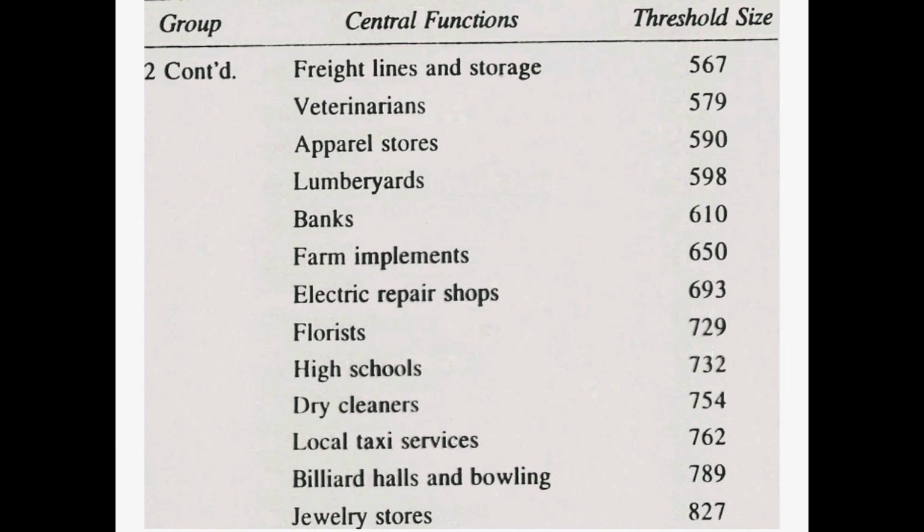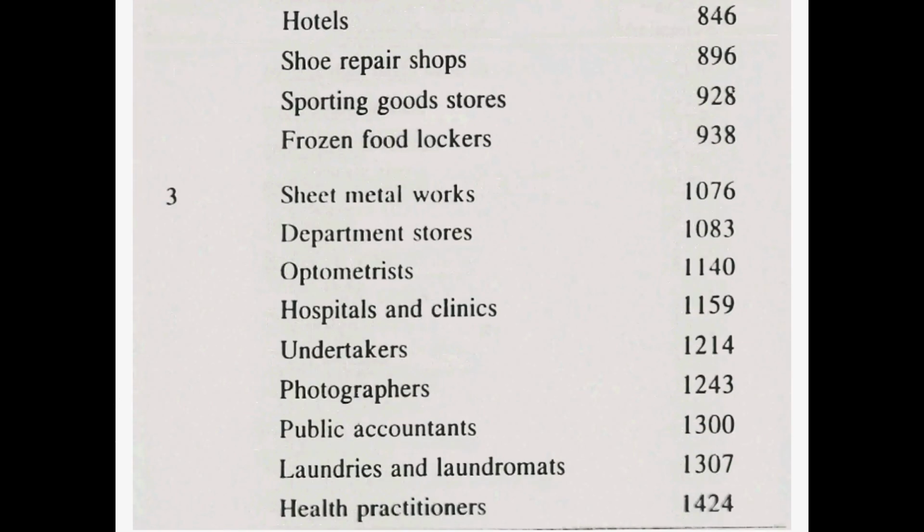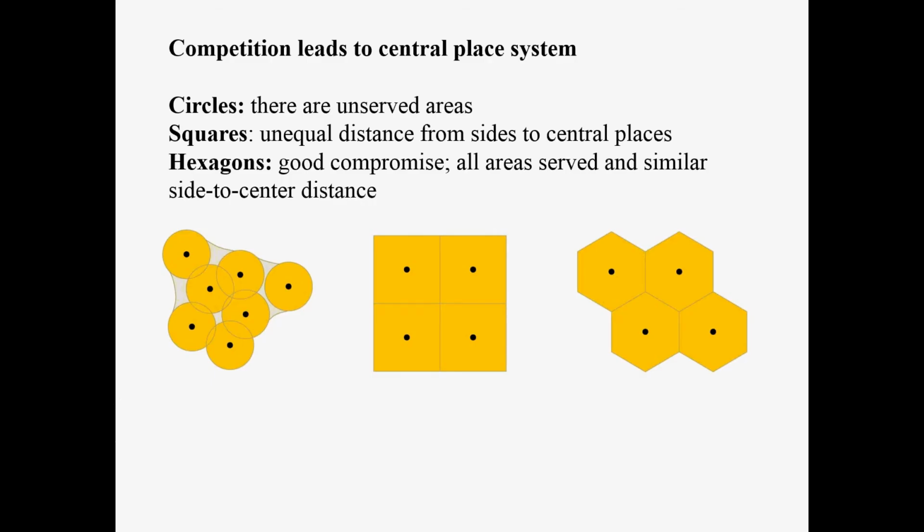So you can really see the threshold varies. Some businesses require more customers to survive. Some need only a smaller number of customers to survive. But then you have some department stores that need over 1,000 customers to survive. Look at undertakers, who need 1,214 customers to survive. That is, you need this large a population to generate enough deaths to sustain an undertaker business. Okay, so that's how you understand it. And that gives us an example of this threshold.